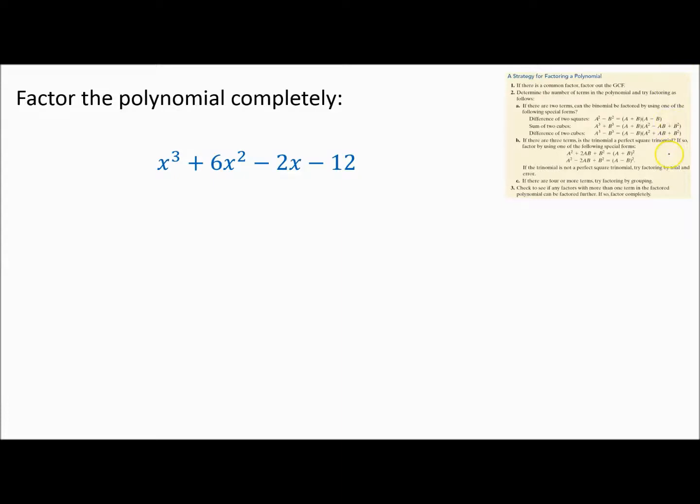Then we move down to these other options. You don't have two terms. That's what A speaks to. Do you have two terms? No, we don't. We have 4. B speaks to if you have 3 terms. We don't have that either. Down here, C, if there are 4 terms or more, try factor by grouping. So this is what this problem is.